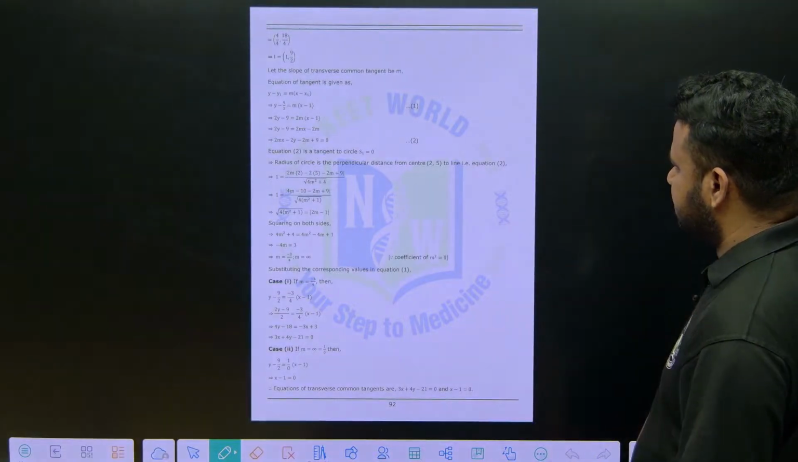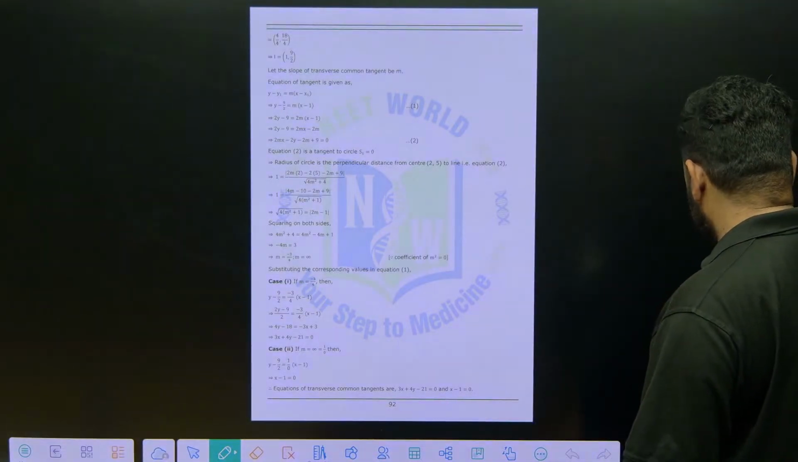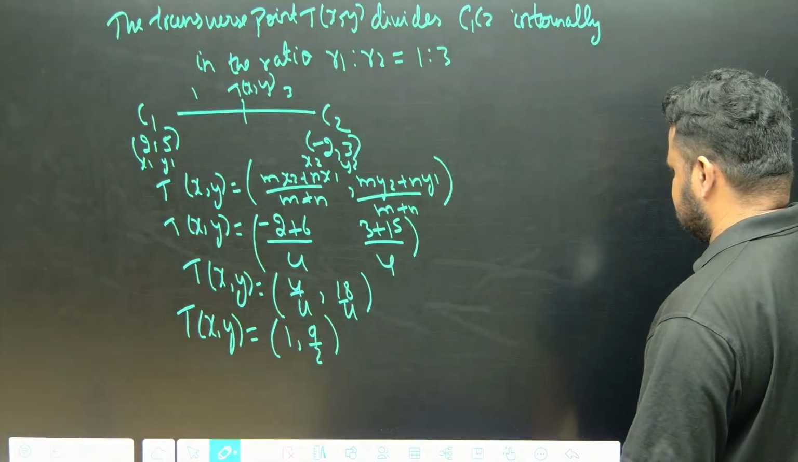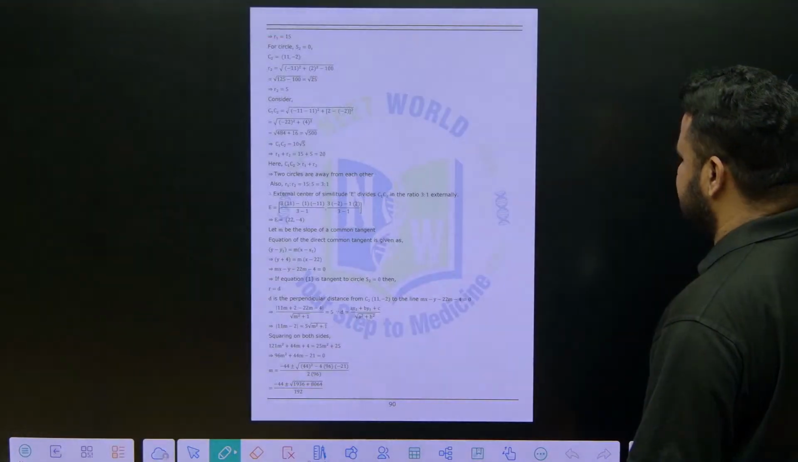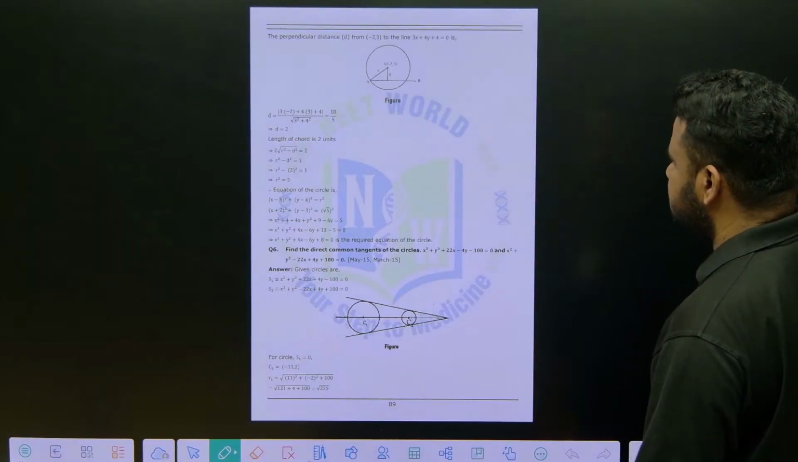This we have done using the slope method, otherwise you can do it using the other way also. That is the method which I showed just now, you can use the same method. So now look at this.